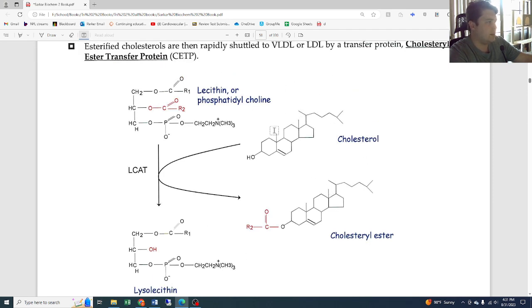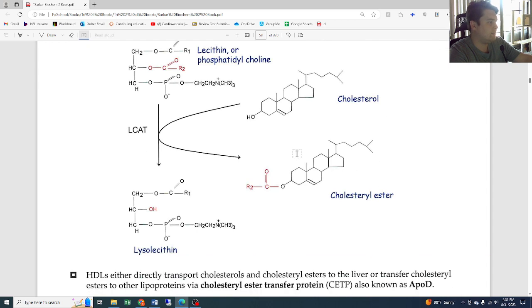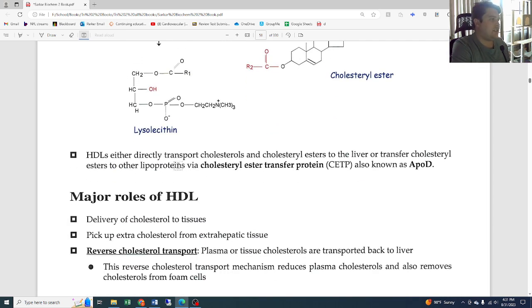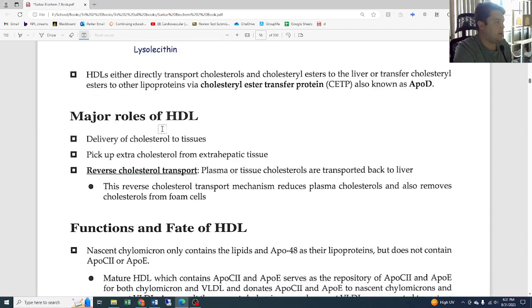This is just showing a picture of that, the cholesterol with LCAT going to the cholesterol ester. HDLs either directly transport cholesterols and cholesterol esters to the liver or transfer cholesterol esters to other lipoproteins via the cholesterol ester transfer protein, CETP, also known as ApoD. The major roles of HDL are the delivery of cholesterol to tissues and picking up extra cholesterol from extrahepatic tissues. This is a big one. This is why HDL is considered the good type of lipoprotein, because it's going to be cleaning up the extra cholesterol, so it's not just floating around and sitting in the body.